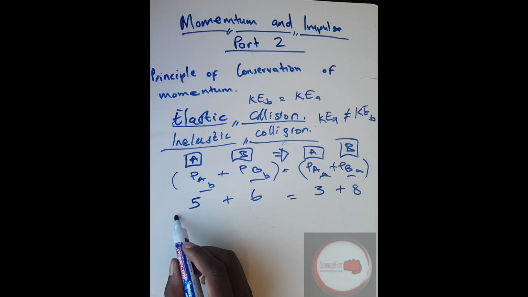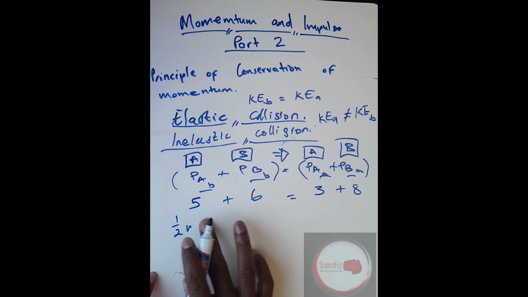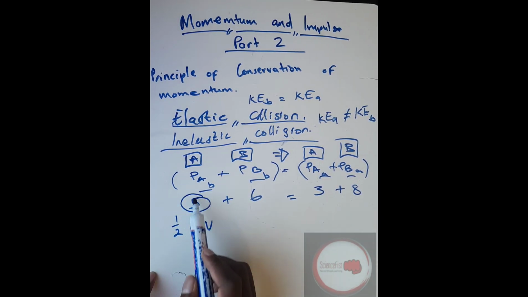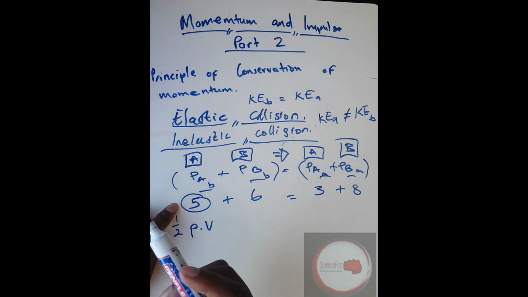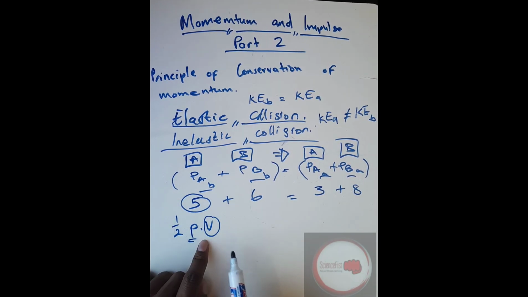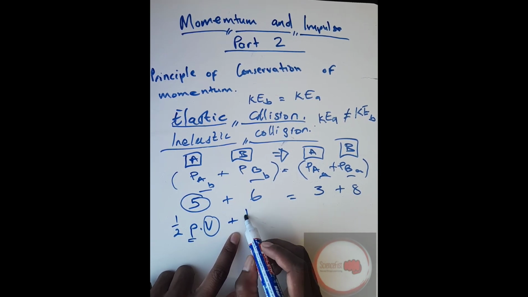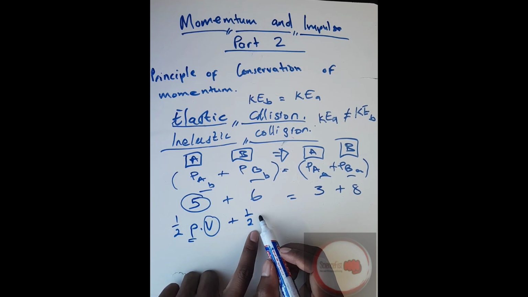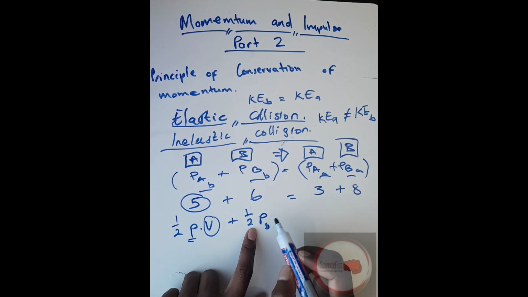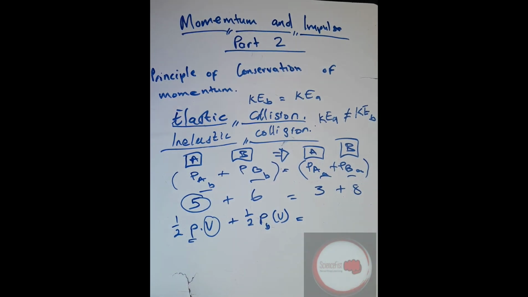Okay, instead of writing half mv squared, you can now write, like I showed you, half of momentum times velocity. So then you can just take your given momentum, 5, and put it in here, and your velocity you can put also, since it will be given to you. Then you do the same for this object, which is half of the momentum of B, then you multiply by the velocity of that B. Then you do the same with the final as well.